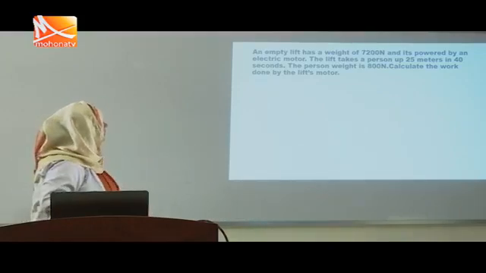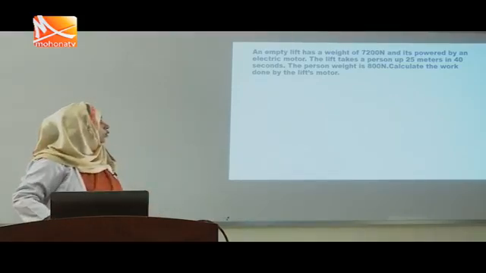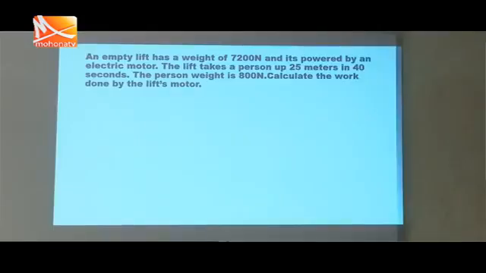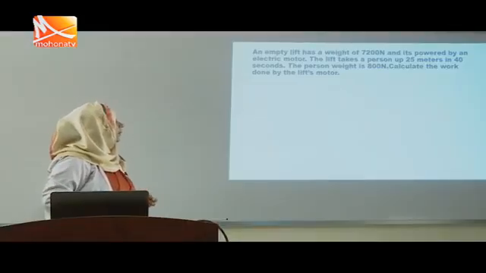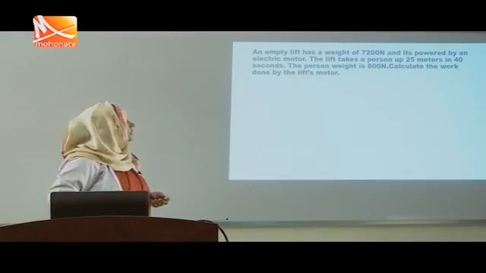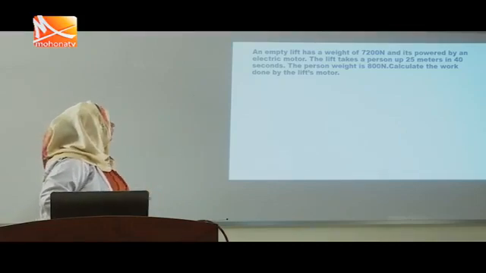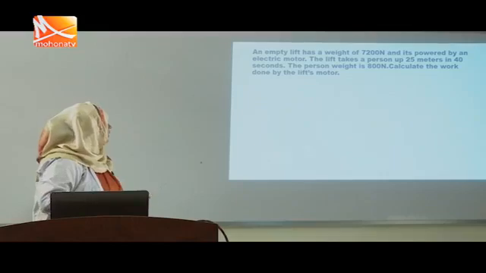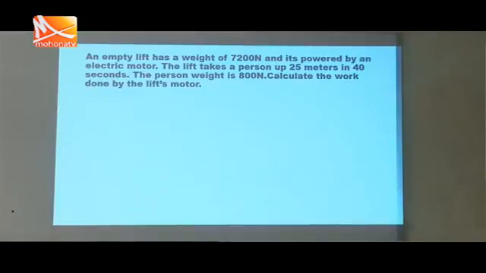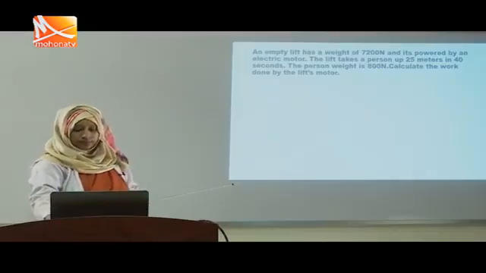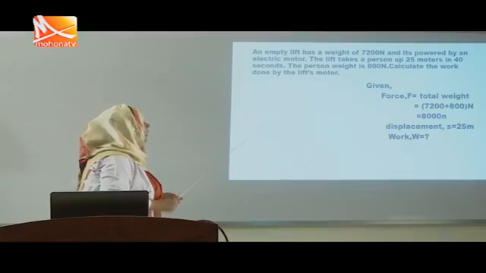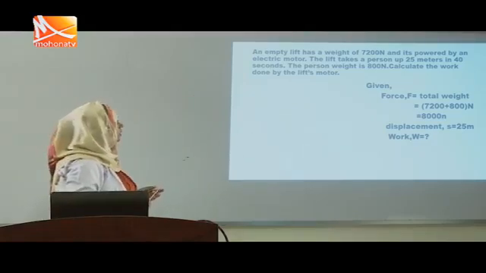Here is another mathematical problem. An empty lift has a weight of 7200 Newton and it is powered by an electric motor. The lift takes a person up 25 meters in 40 seconds. The person's weight is 800 Newton. Calculate the work done by the lift's motor. Here you can see that we have time. In the previous mathematical problem we did not have any time, but in this mathematical problem time is mentioned. But nothing to worry, everything in the question will not be used.